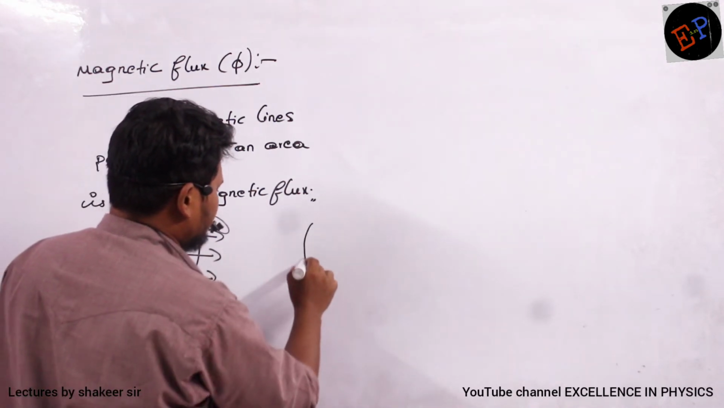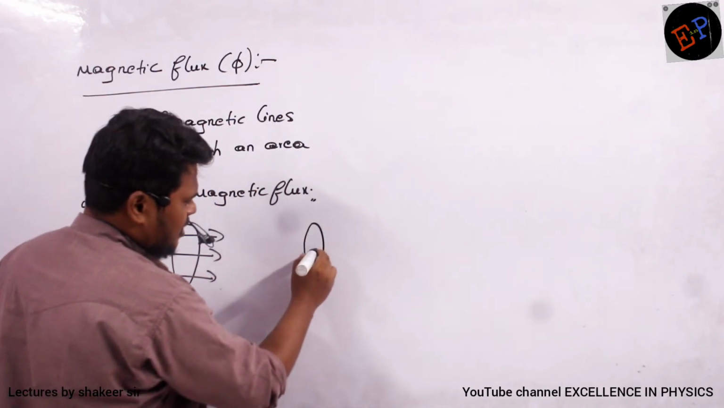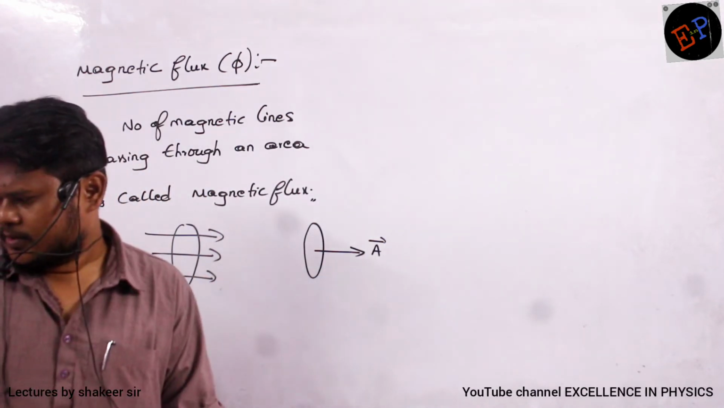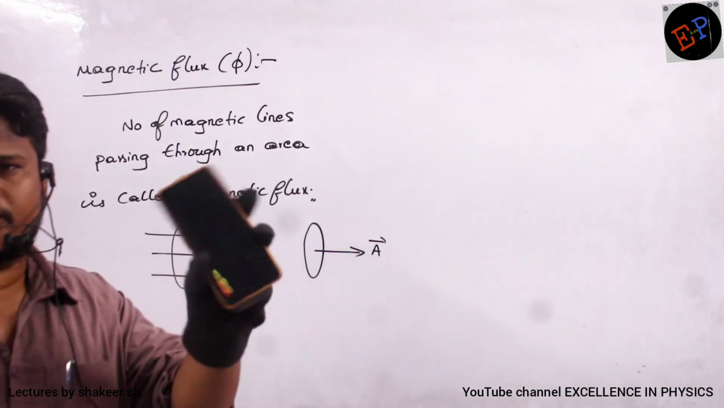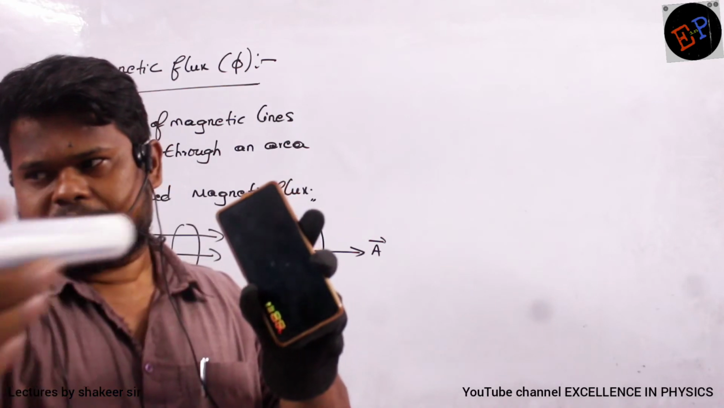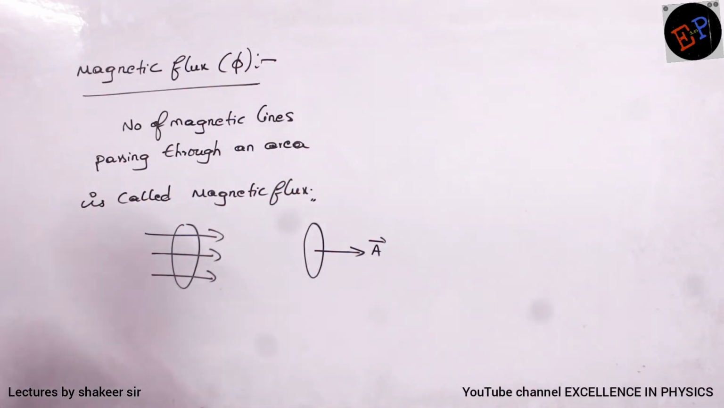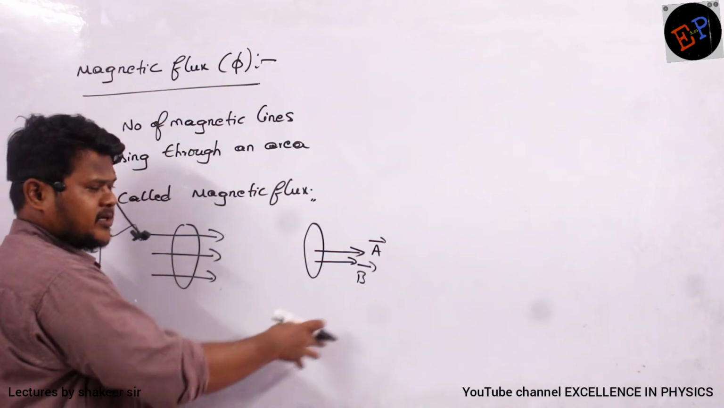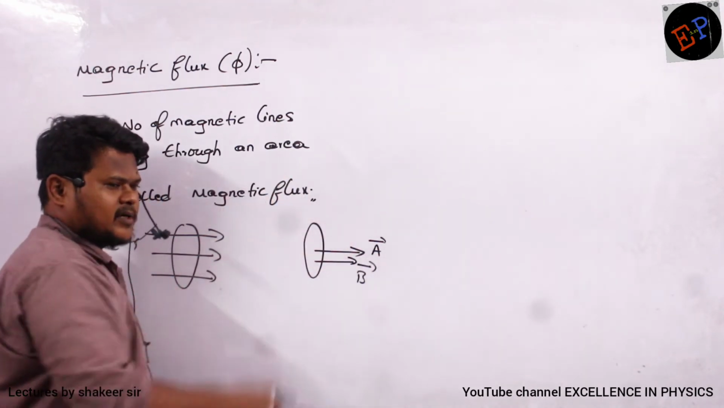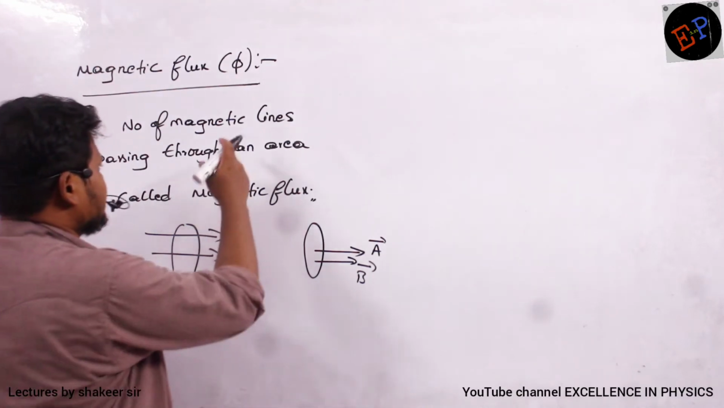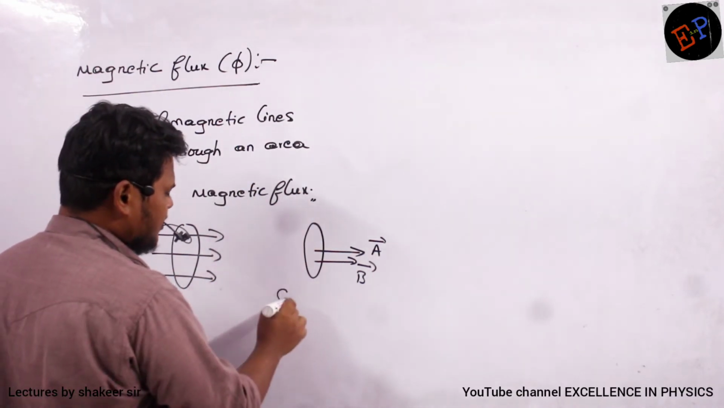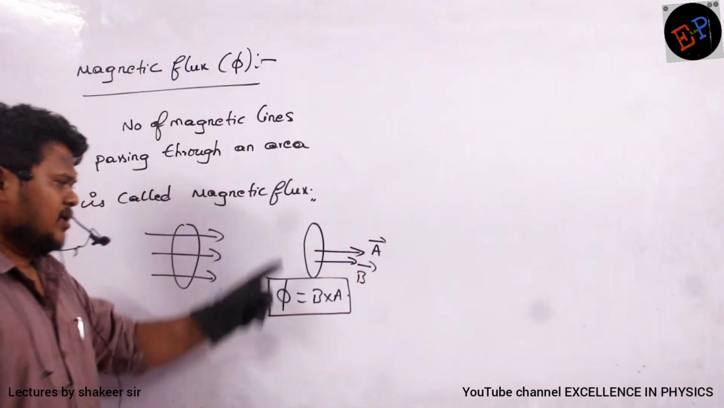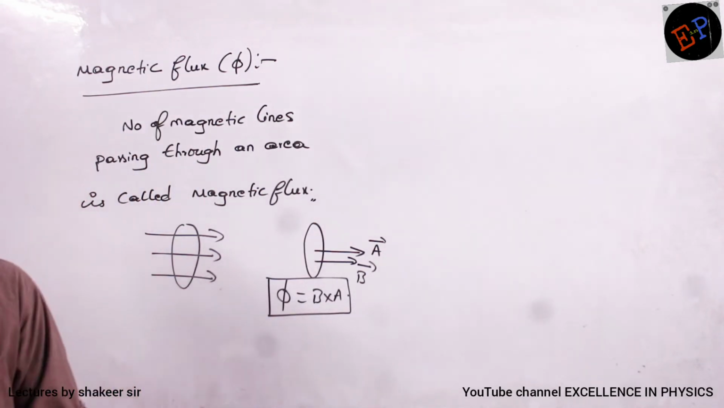So how to draw the area vector? For example, if it is a surface, the outward drawn normal is called the area vector. This is A vector. For example, if it is a mobile phone, how can I draw the area vector for this surface? Outward drawn normal. Clear? Now if this is the direction of B vector, the magnetic field is also in the same direction, and the area vector is also in the same direction. Then how many magnetic lines are crossing this unit area is given by flux equals B into A. This is the equation to calculate magnetic flux when area and magnetic field are in the same direction. Are you able to understand?